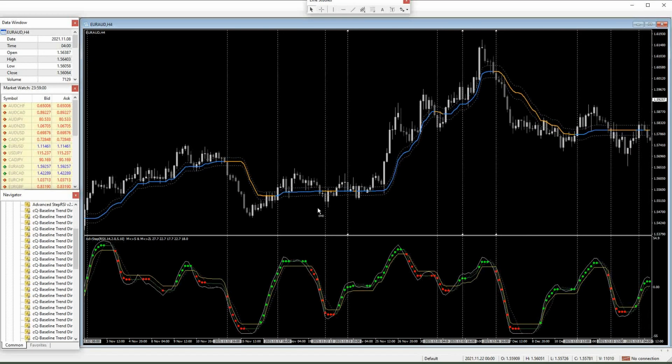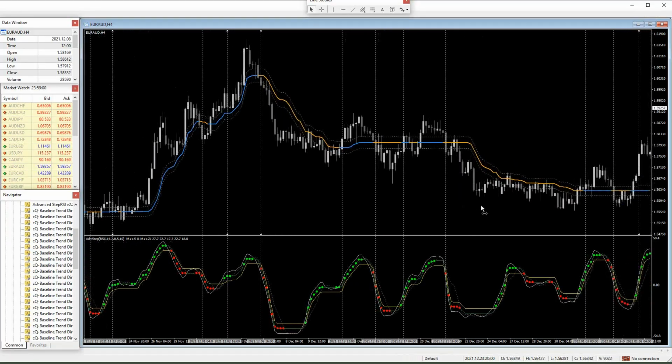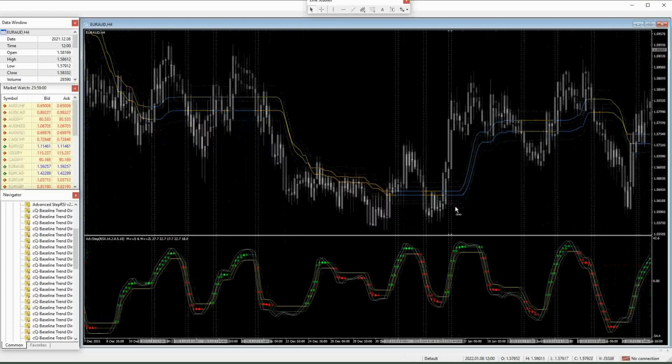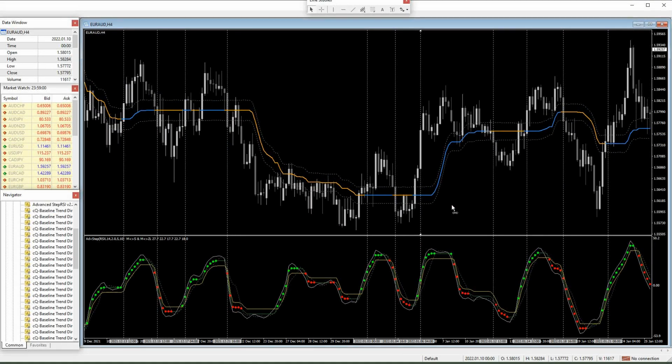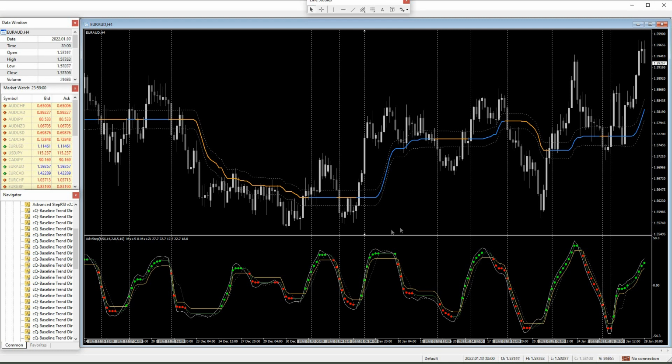There's a number of these I'm going to put out, but this is just a baseline trend direction. I mean, if you had something like this to confirm your trend, you can see what it can do. Just stick it on any chart, and it's very versatile. So I guess that's it.